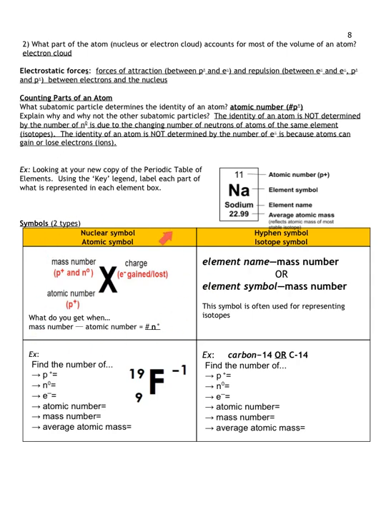So there are two types of symbols. There's something called the nuclear symbol, and there's also the hyphen symbol. The nuclear symbol always has, on the upper left-hand side, a mass number, which is the number of protons and neutrons. There's also an atomic number, which is the number of protons, and then charge, which describes the electrons that are lost.